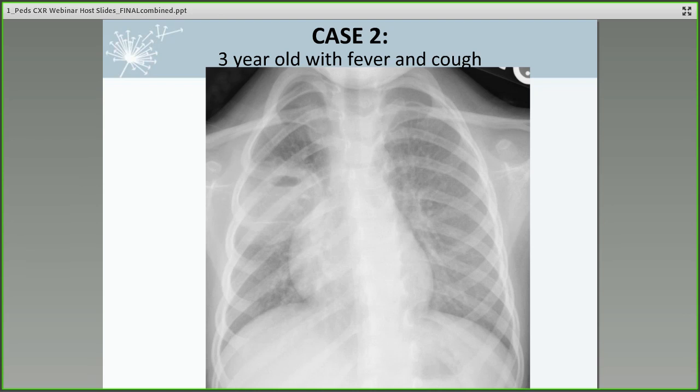Typically, infant TB consolidations do not cavitate. They can, but typically they do not. And with the presence of an air fluid level, I would worry that this is actually a bacterial abscess rather than a mycobacterial infection.